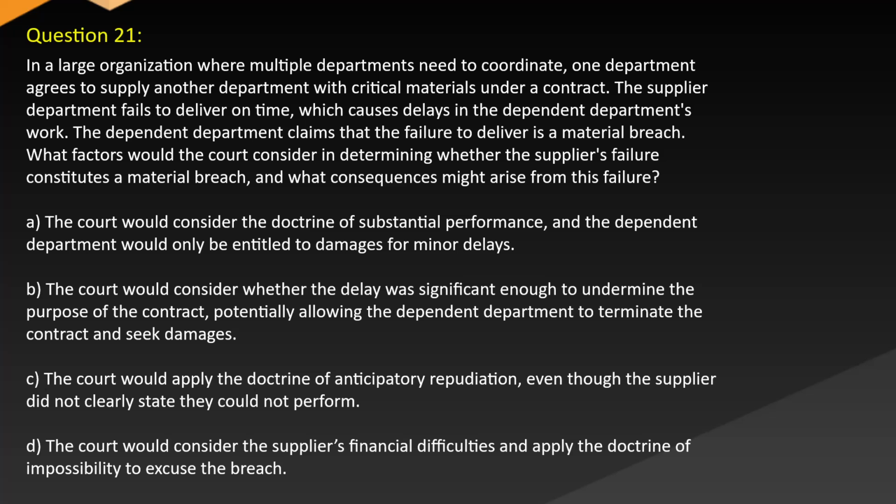A. The court would consider the doctrine of substantial performance, and the dependent department would only be entitled to damages for minor delays. B. The court would consider whether the delay was significant enough to undermine the purpose of the contract, potentially allowing the dependent department to terminate the contract and seek damages. C. The court would apply the doctrine of anticipatory repudiation, even though the supplier did not clearly state it would not perform. D. The court would consider the supplier's financial difficulties and apply the doctrine of impossibility to excuse the breach.